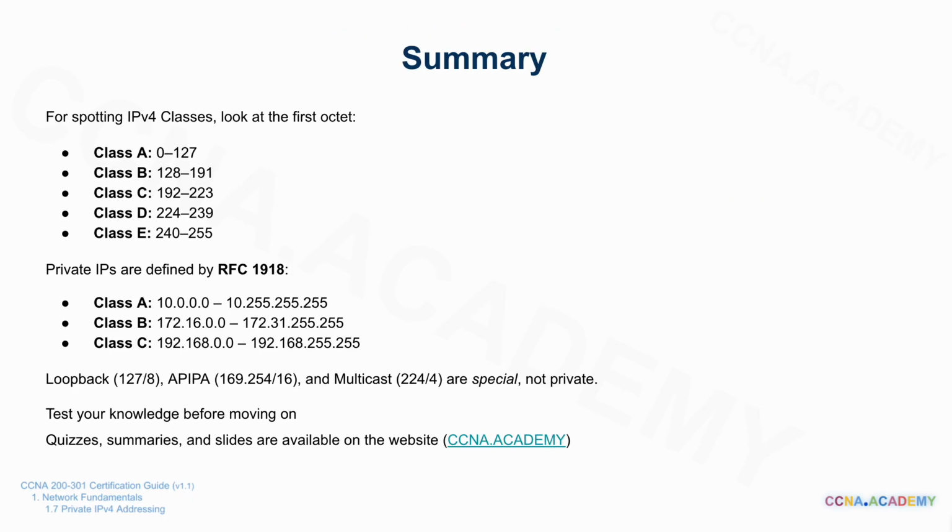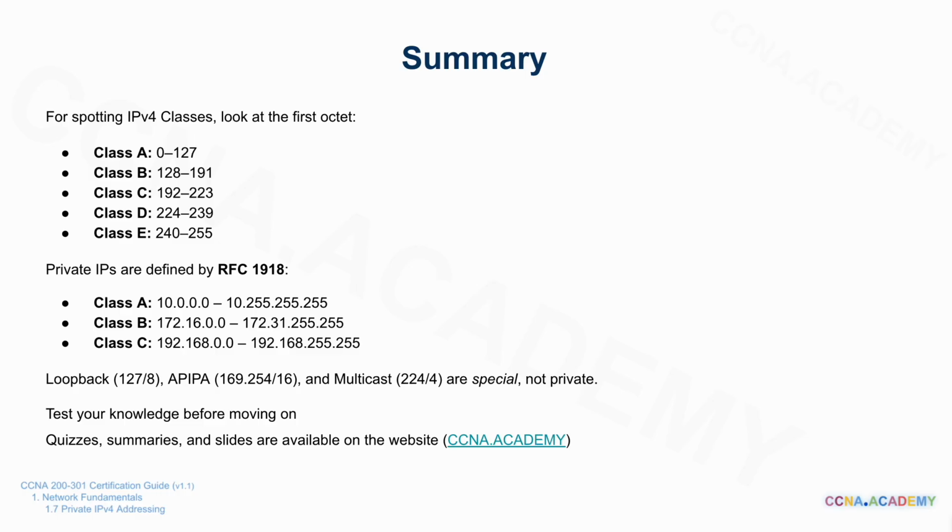Let's summarize what we've learned. To identify an IPv4 class, simply look at the first octet. 0 to 127 is Class A. 128 to 191 is Class B. 192 to 223 is Class C. 224 to 239 is Class D, and 240 to 255 is Class E.